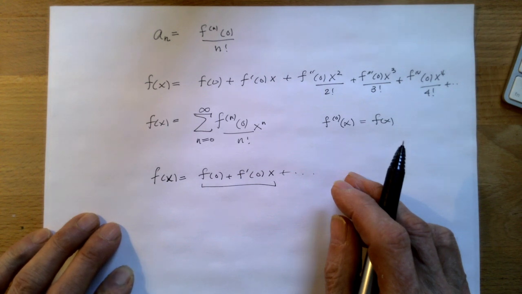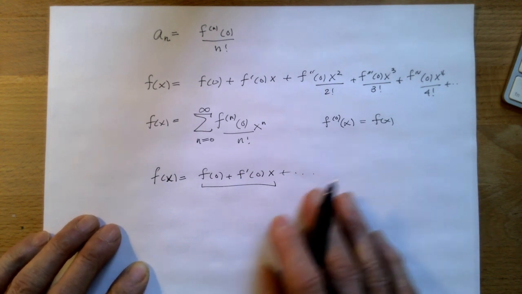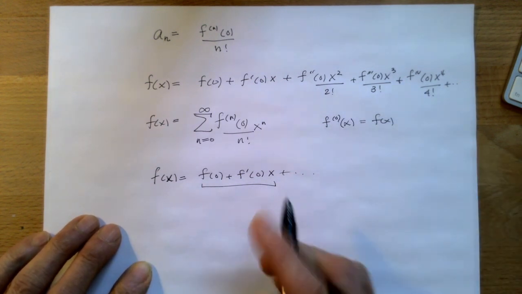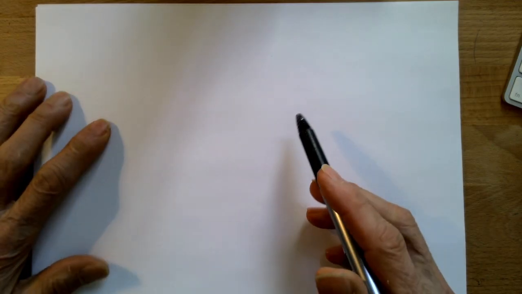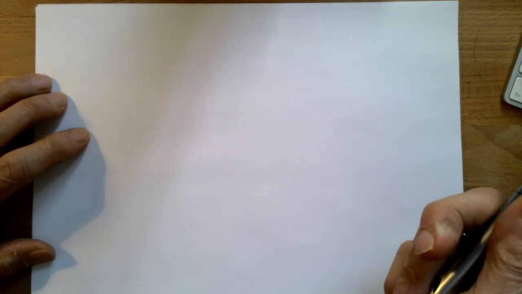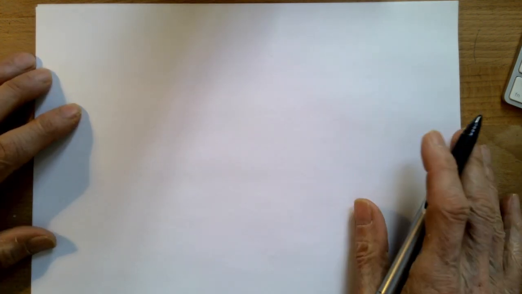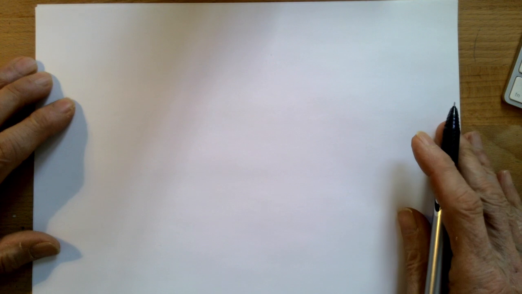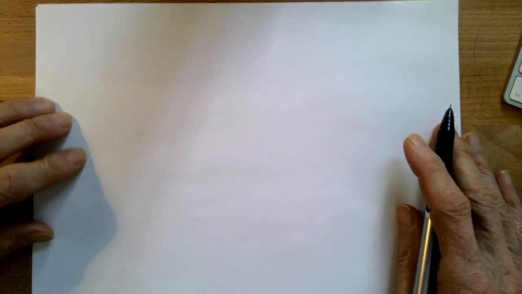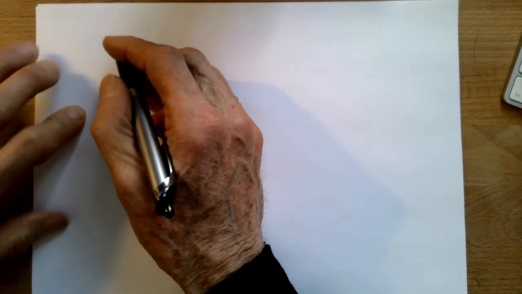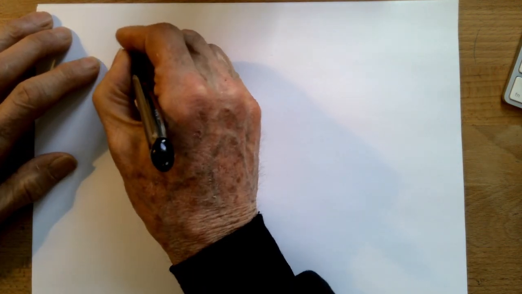Okay. All right, now that we have that formula for the Maclaurin series, let's just do one more thing, which is to start with a couple of functions and find what the series looks like. Well, we already did the cosine. So the cosine looks like this.